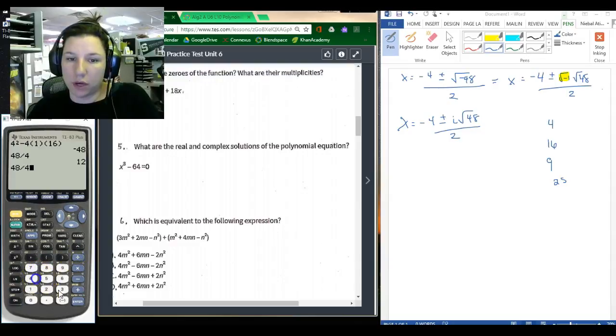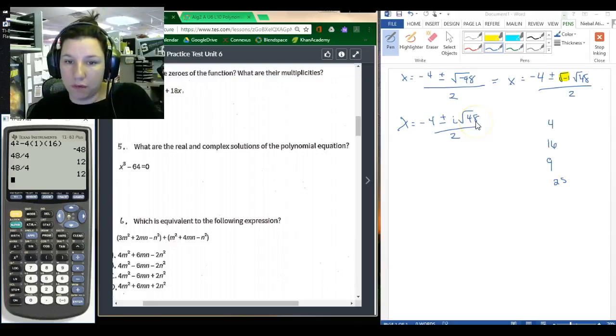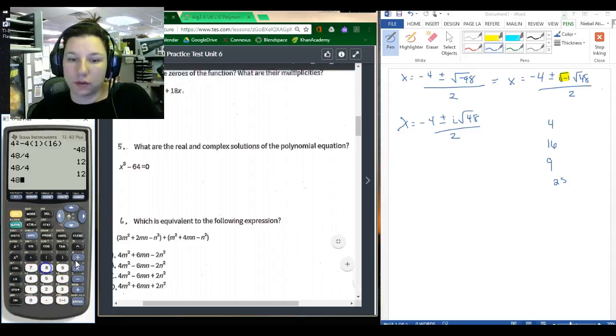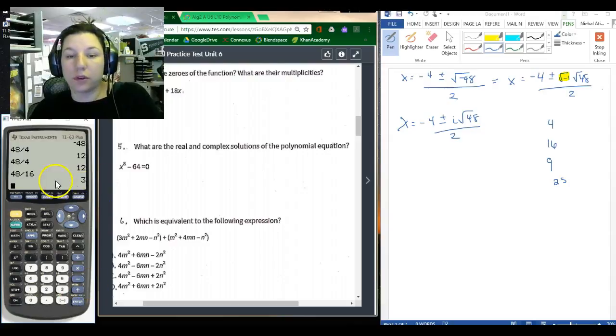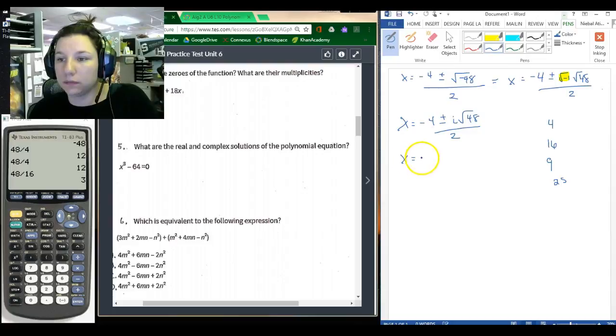48 divided by 4. So I could rewrite that as square root of 4 times square root of 12, and then the square root of 4 you could simplify. But let's see if we can use a bigger one. You want to go with the biggest option. Okay, so I also could rewrite it as 16 times 3. Let's try that one. So we'll do the square root of 16 times the square root of 3 over 2.